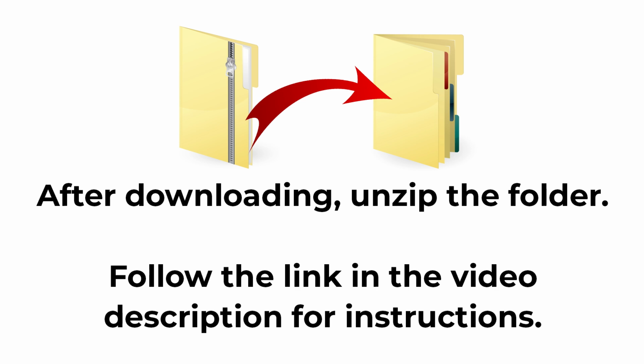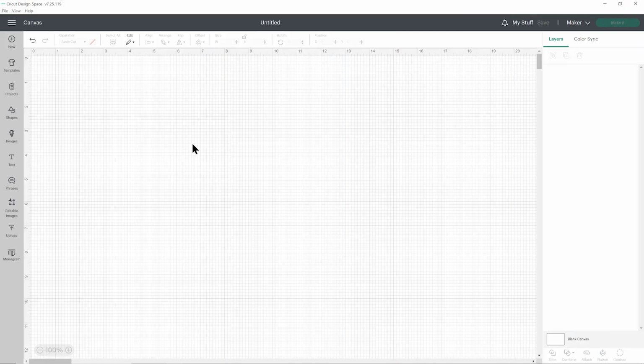All downloads come in zip folders. You need to unzip them before you can upload the files into Cricut Design Space. Once you've downloaded and unzipped the folder, it's time to get the SVG file into Cricut Design Space.